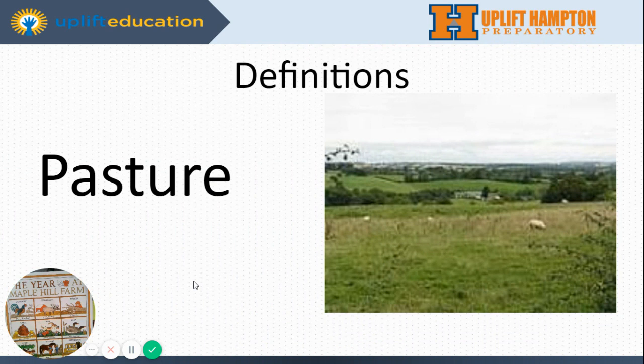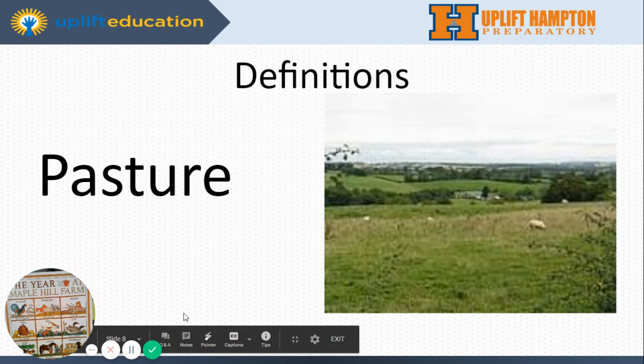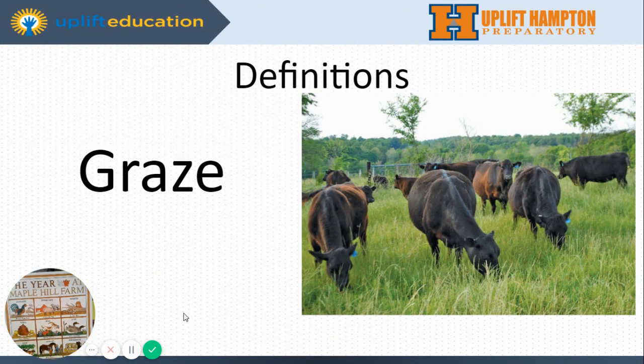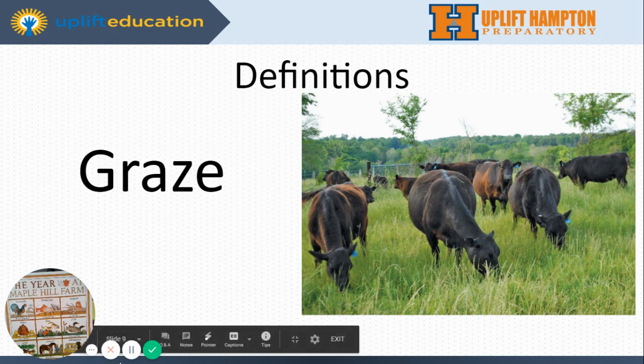Our next definition is pasture. Pasture is the land covered with grass and other low plants. The pasture. And then our last definition is graze. Graze means to eat grass in a field.